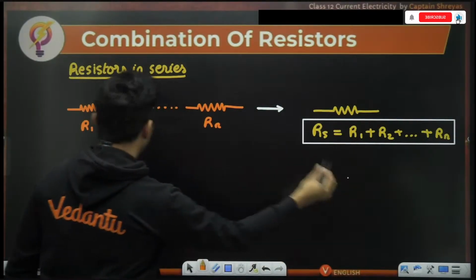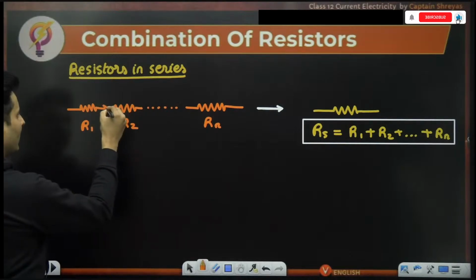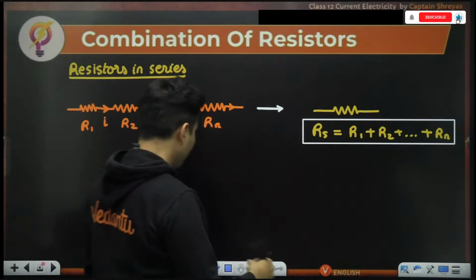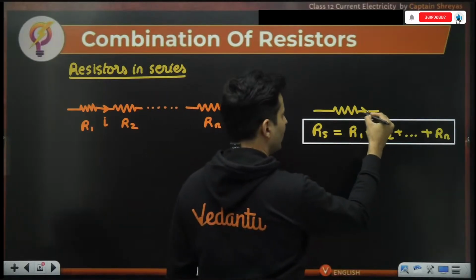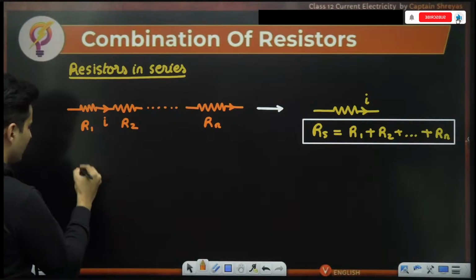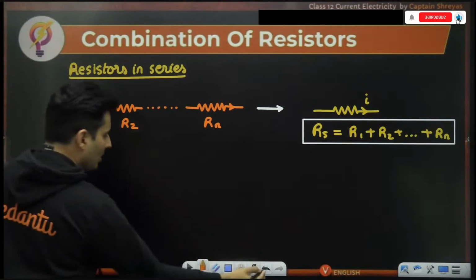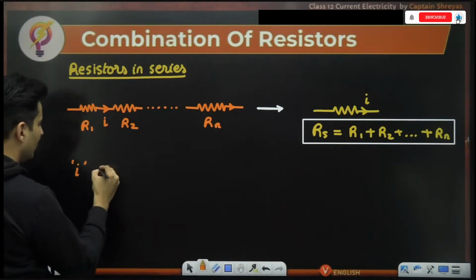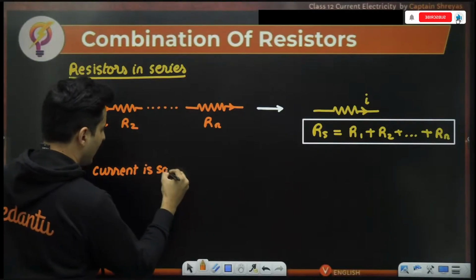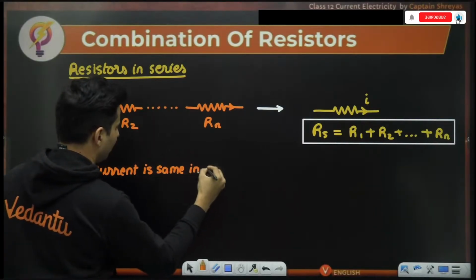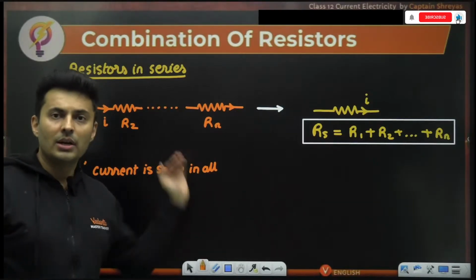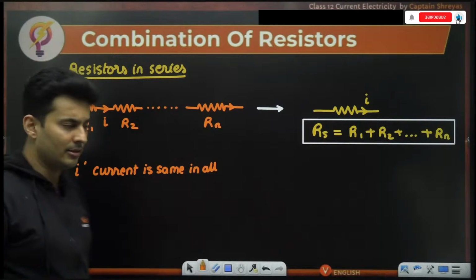Also, whatever current will flow in any of the resistors will be the same current through all of them, and not just that, also through the equivalent resistance. So the current in all the resistances is the same. So the I, which is nothing but the current, is the same in all of them. It's the same current which is going to flow in all the resistors.